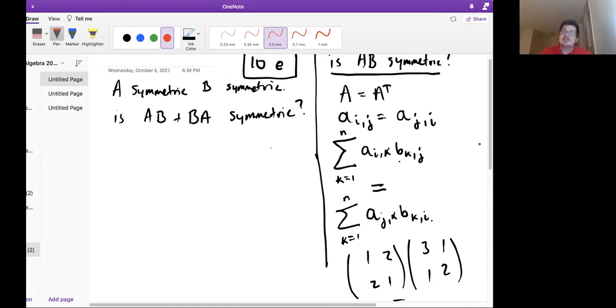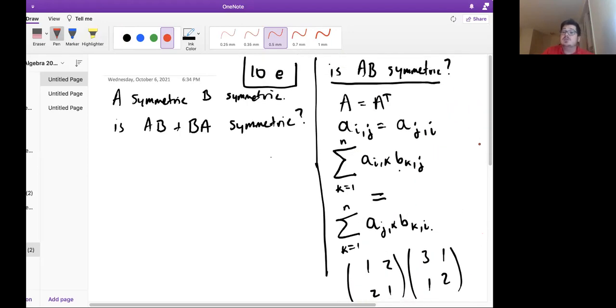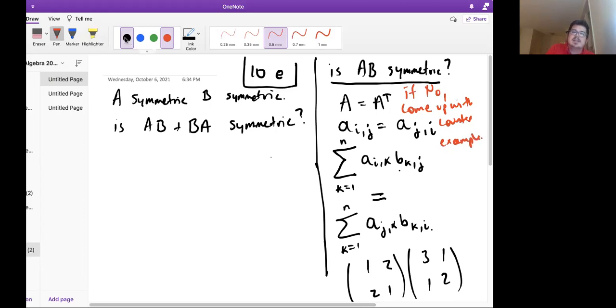So this one you had to come up with an example that doesn't work. In general, when dealing with these questions, if the statement is not true, you need to come up with a counterexample. That's enough to show that it's not generally true. However, if it is true, in this case it would end up being symmetric.